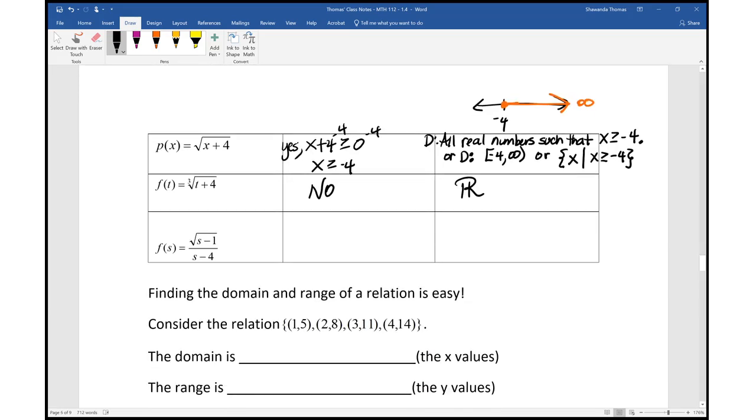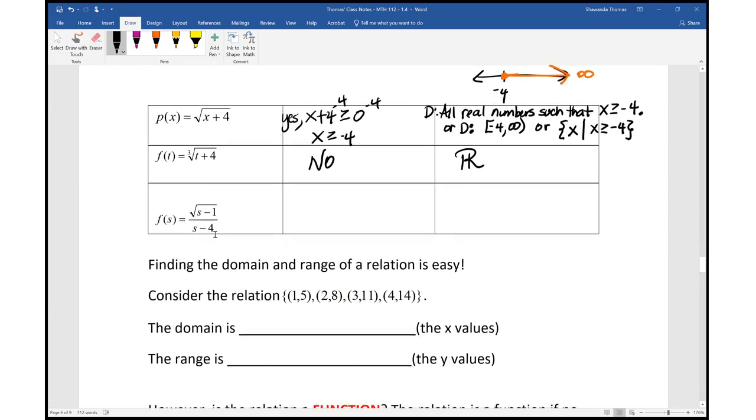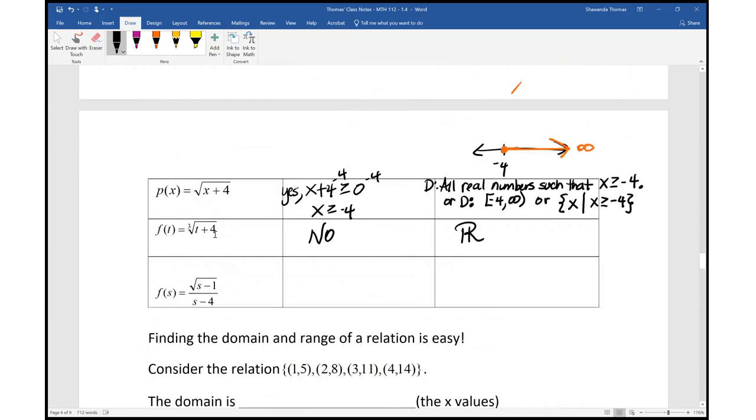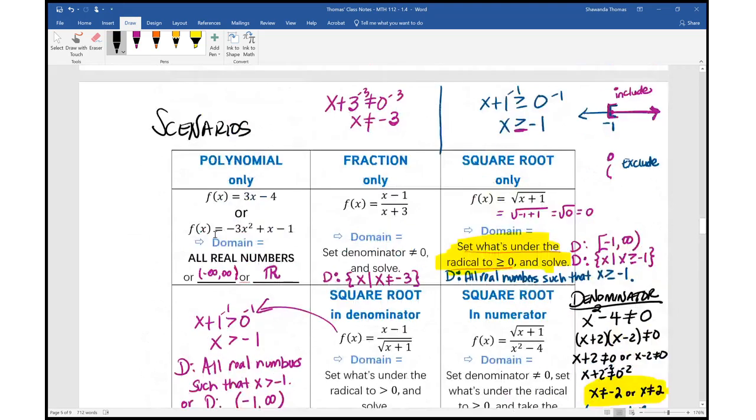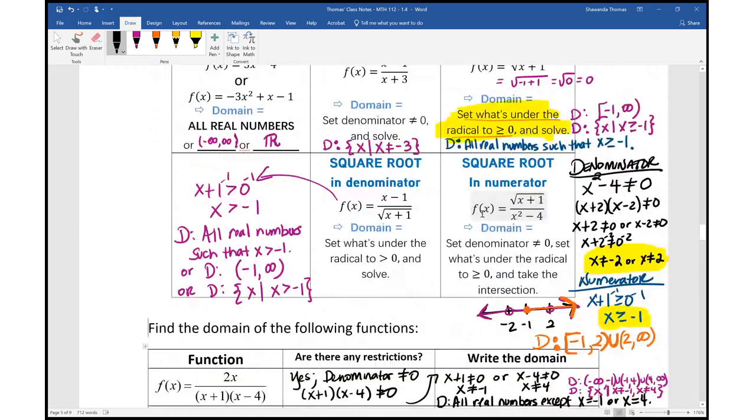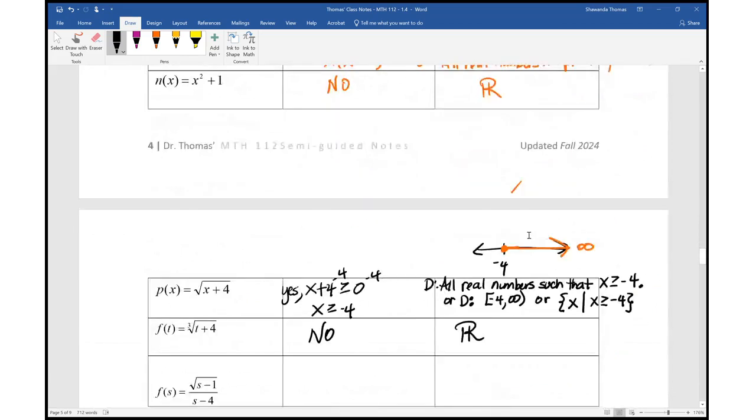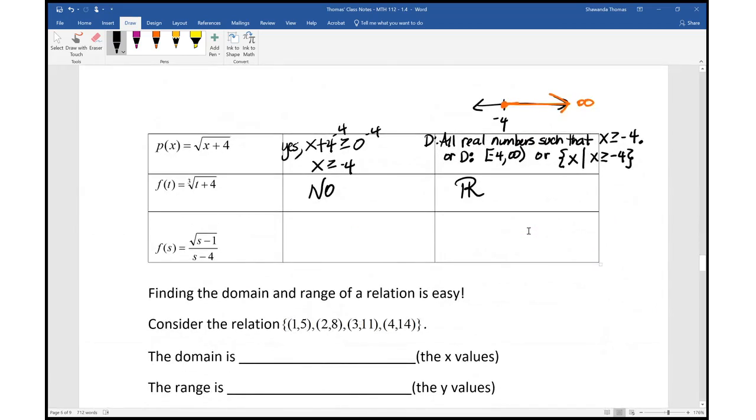Now let's get to f of s equals square root of s minus 1 over s minus 4. Here we have a situation. If we go back to our scenarios, like the last one over here, where we had a radical and we had a denominator at the same time, we have to take into account both numerator and denominator restrictions. Therefore, we definitely have restrictions.